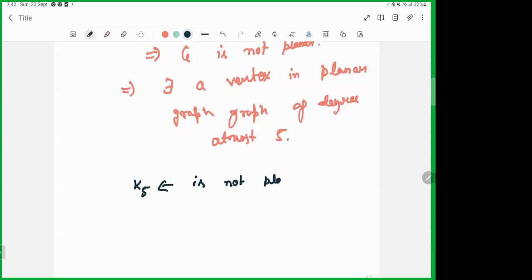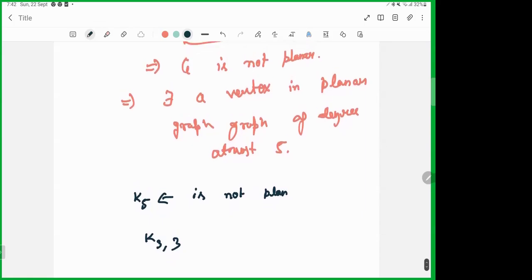So maybe we can think about this from that perspective: when you have K33 with degree 3, each vertex has degree 3, right? So then we have that it's not planar anymore. Yes, that is confirmed here.